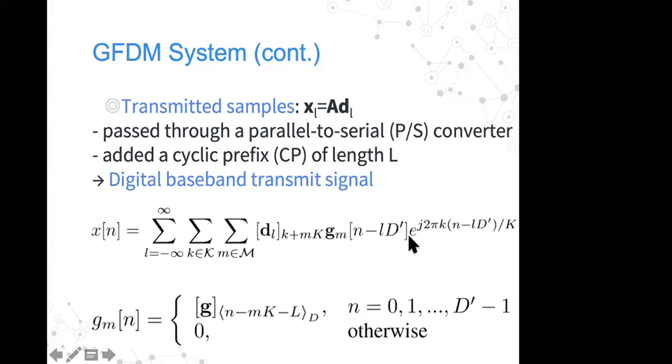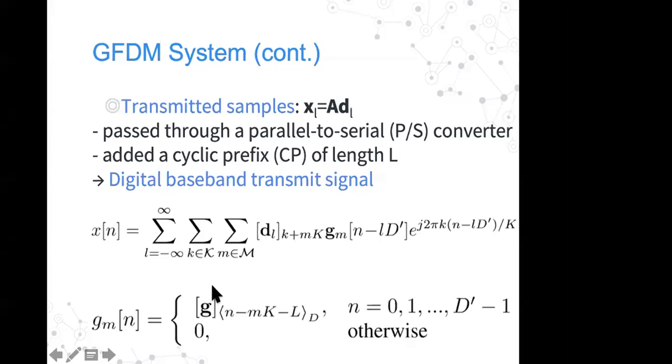Scrolling down my cursor, e power j 2 pi k n by capital K. This is your IFFT block. So to this IFFT, what we did earlier was just a data symbol is added. Now in this case, to this IFFT block, we are adding a data symbol convolved with your filter bank. This G of M is the filter. This G of M is actually a circularly pulse-shaped filter.